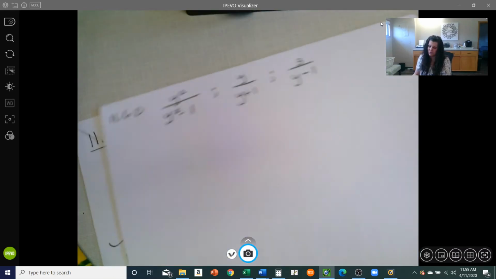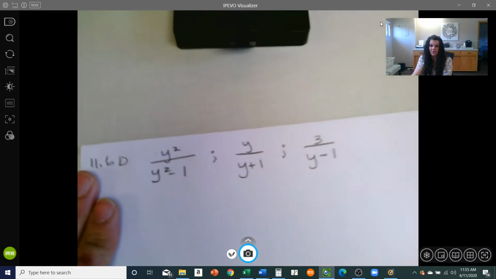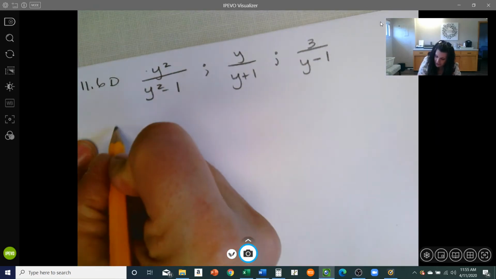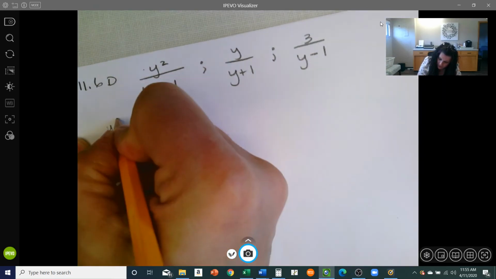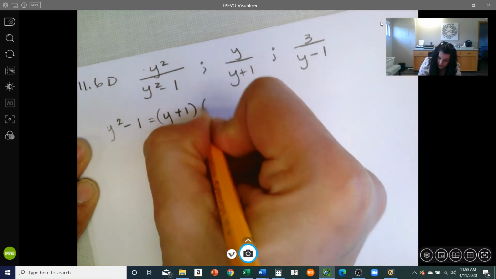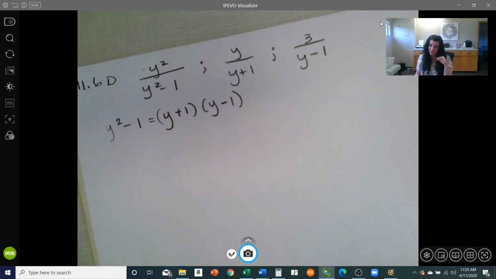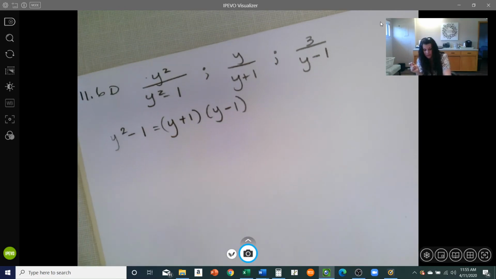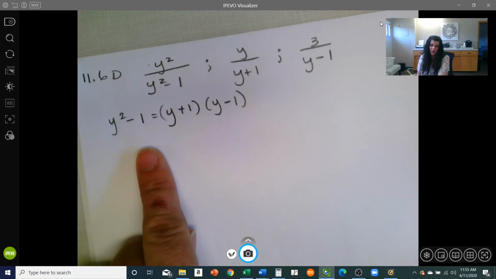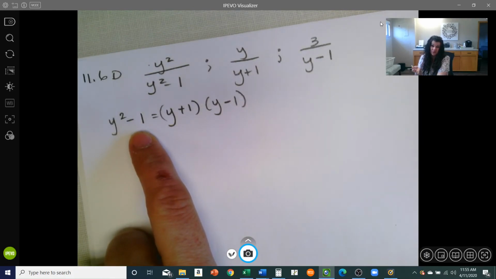Okay, and then the last example is 11.6D. And so first job is to factor our denominators. So y squared minus 1, that's a difference of 2 squares. Again, that's something, if you don't recognize those right away, that's something else that you'll want to practice. So I could give you some to practice if you need that. Please let me know. But you want to recognize those because that saves you a lot of work and it keeps you from making mistakes too. So that you're not ignoring this and thinking that it's already factored because it's not.